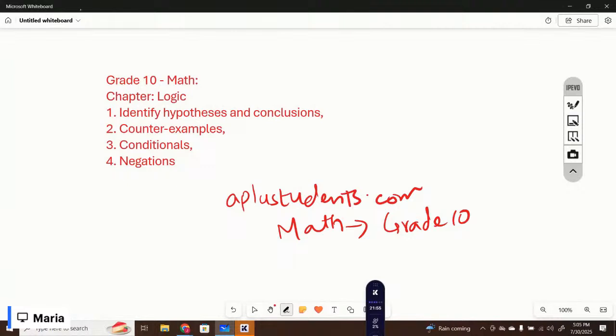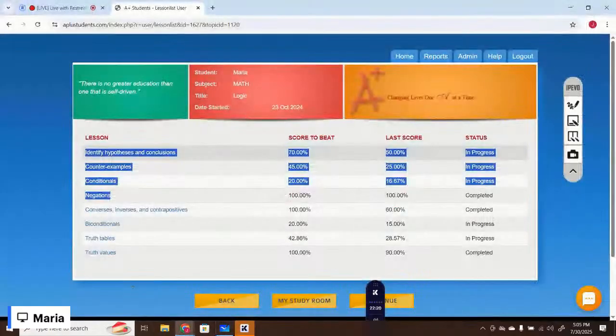The lessons we're going to cover today are identify hypotheses and conclusions, counterexamples, conditionals and negations. Please make sure you have your notebook and pencil so that you can take notes.